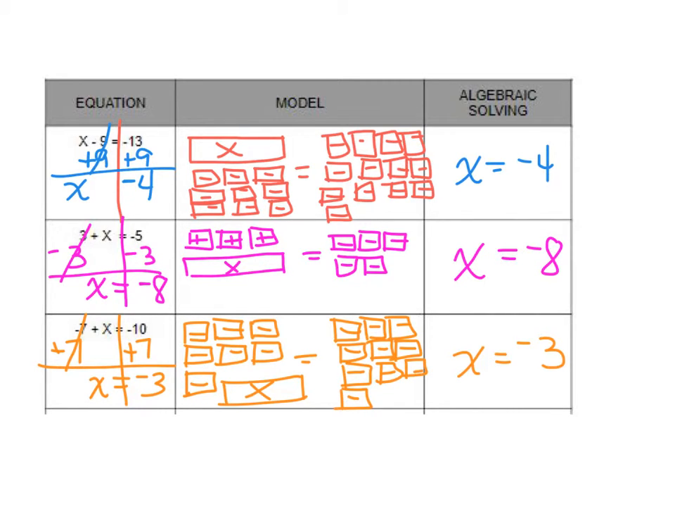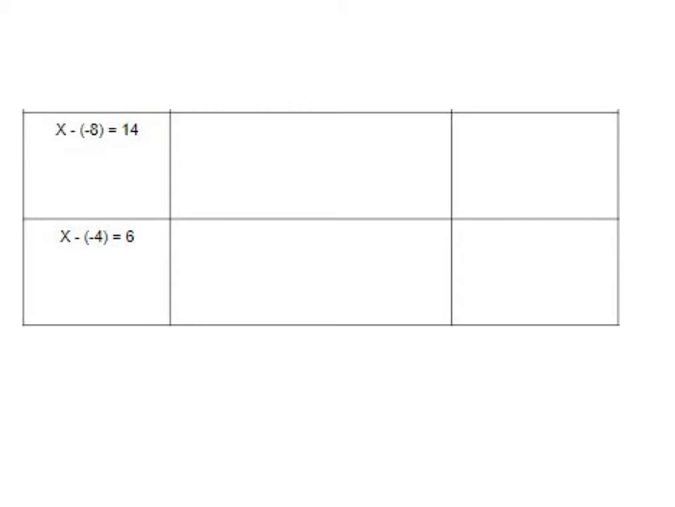So go ahead and try the last 2, and then come back to the video and see if you got them correct. Okay, well, I'm going to show you this one because the last 2 are different. I'm going to show you how to solve this one, and then you can solve the last one. So here again, we're going to have to change this to have only one sign in the middle. So we have x minus a negative 8 equals 14.